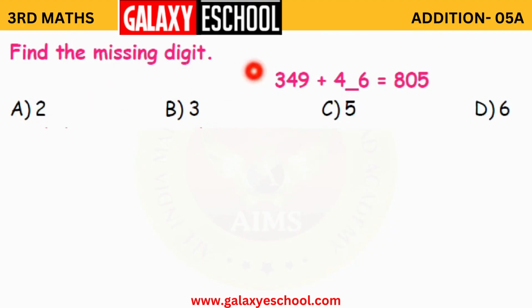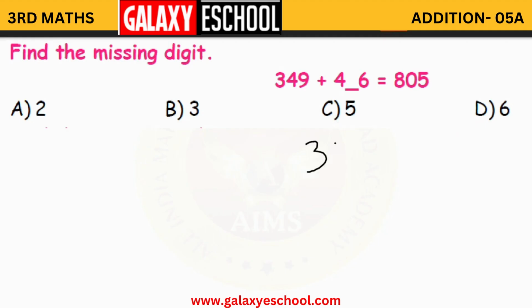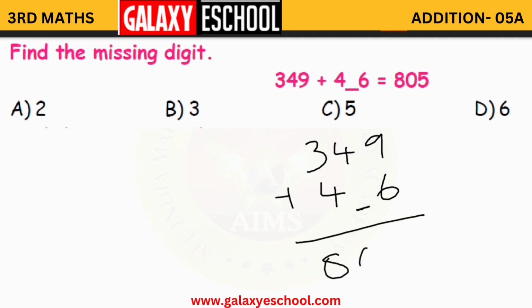Again, find the missing digits. 349 plus 4-6 is equals to 805. Option A 2, option B 3, option C 5, option D 6. See, this question of 349 plus 4, 6. We do not know this number here, gives us 805. One number is missing here.